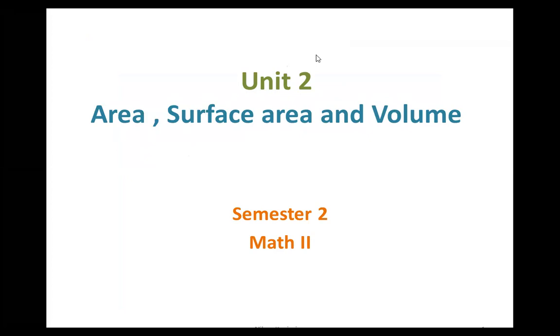In the last lecture, we started our new unit. Its name is surface area and volume. These units depend on geometry. All the questions depend on the figure. So you must remember all the figures and their size, their definition and some of their properties.